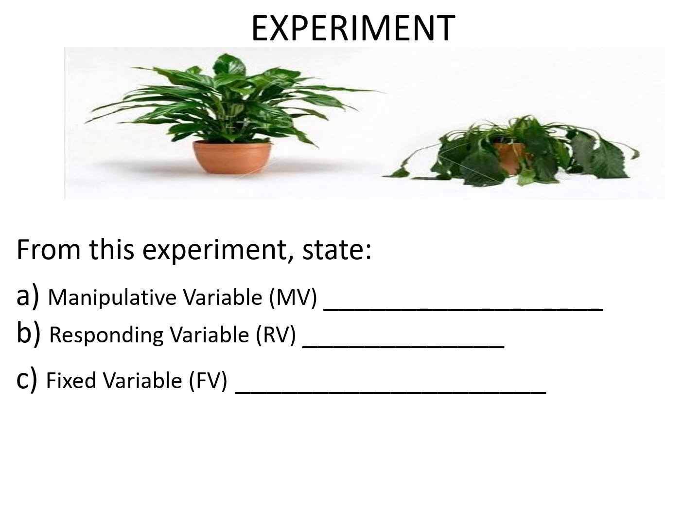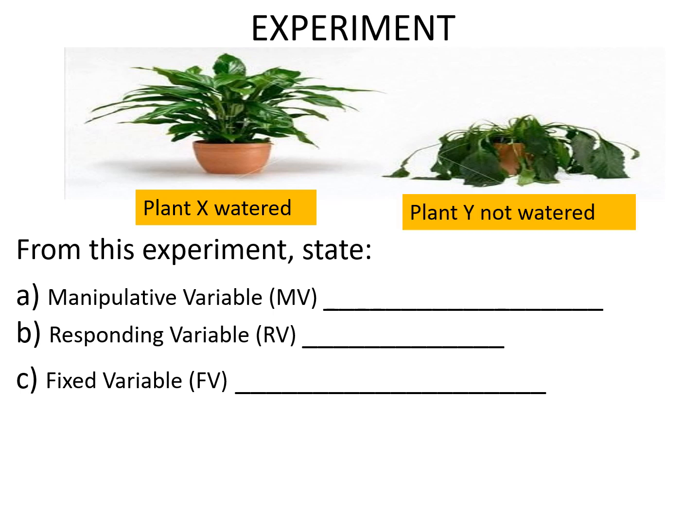Now, let's try to answer these three questions. You can pause this video and think before you answer. Are you ready now, class? So the manipulative variable or MV for this experiment is actually what we have changed between these two plants. You remember that plant X was watered for 7 days while plant Y did not get any water at all. So the MV for this experiment is the presence of water.